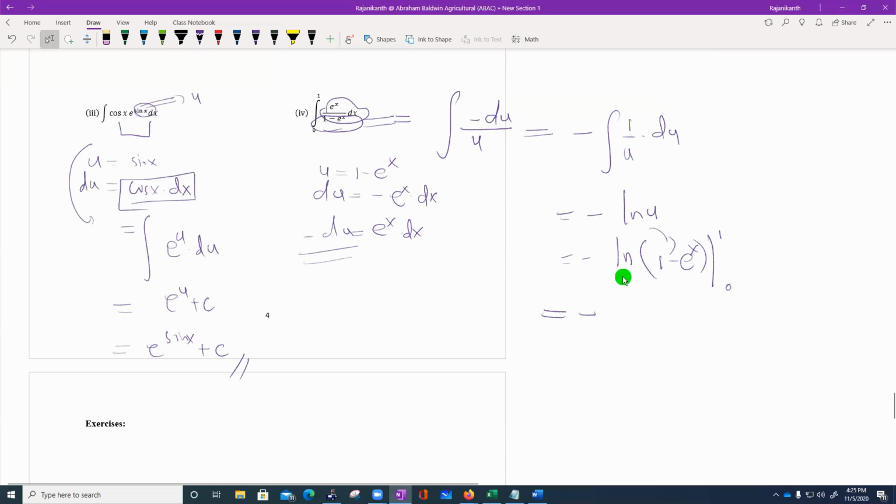Now the negative sign is common. Plugging in the upper limit first, x is 1. So e to the power 1, which gives ln of 1 minus e. Then subtract the lower limit, that is ln of 1 minus e to the 0, I believe. So what's the answer I gave in the answer column? Do you remember?